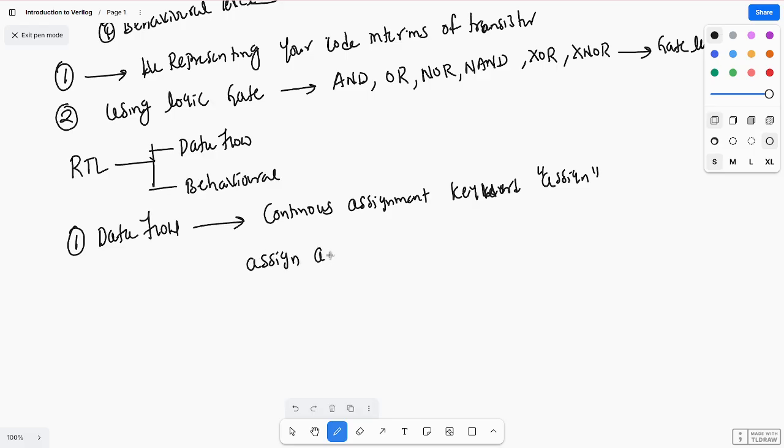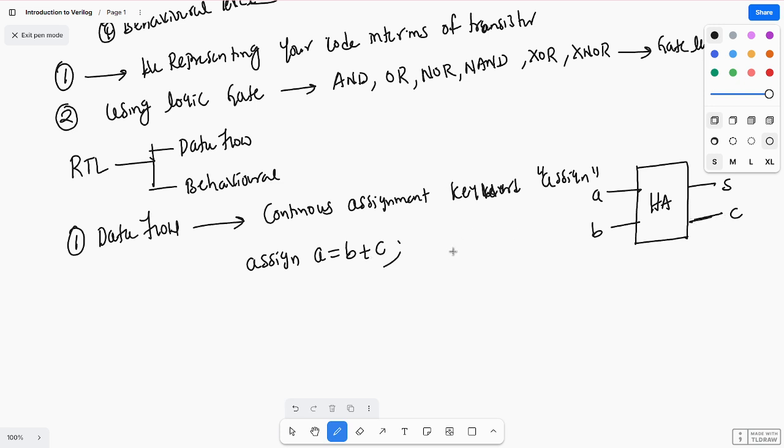Assign A equal to what? B plus C. Like this you need to represent. Okay, suppose if it is a half adder circuit, how many inputs are there, how many outputs are there? Yeah, two inputs, two outputs: A, B, and S and C. Yeah, S, C out. You can consider C also.